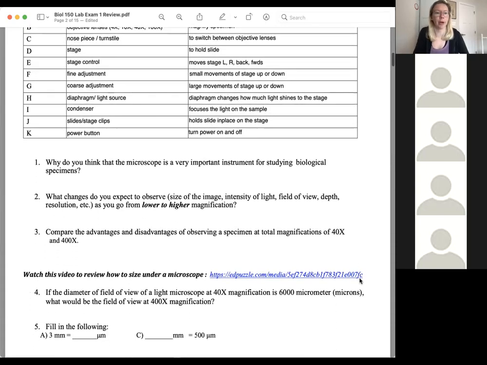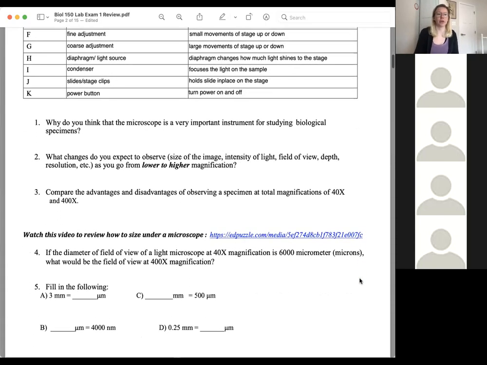Okay, let's talk a little bit about the microscope. Well, obviously, the microscope is very important for studying biological specimens, because most biological specimens are really, really tiny.